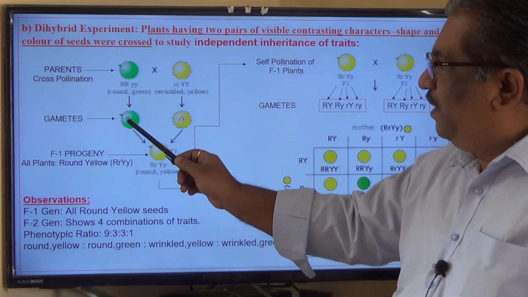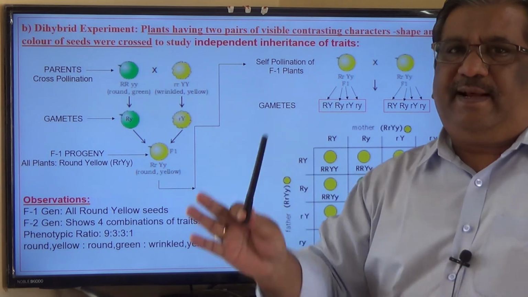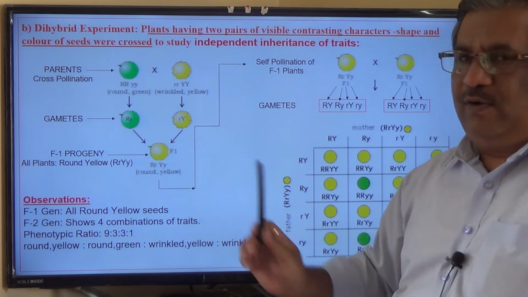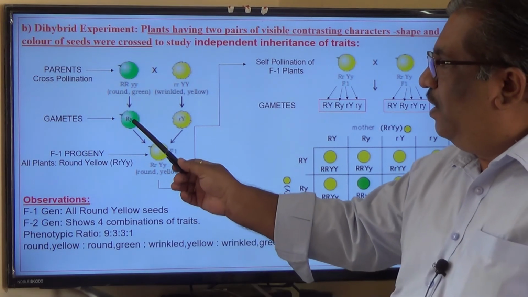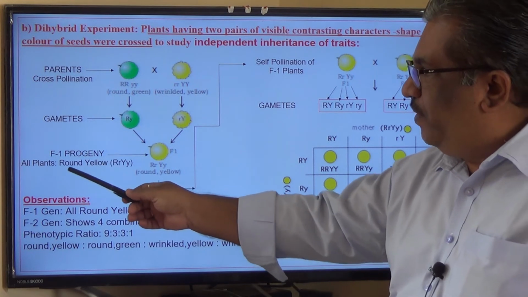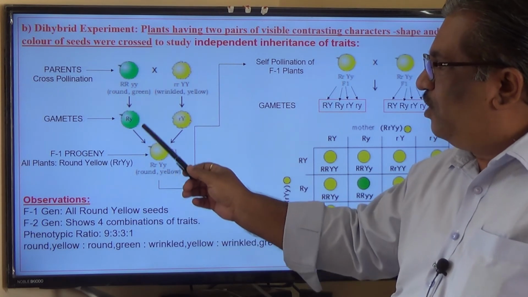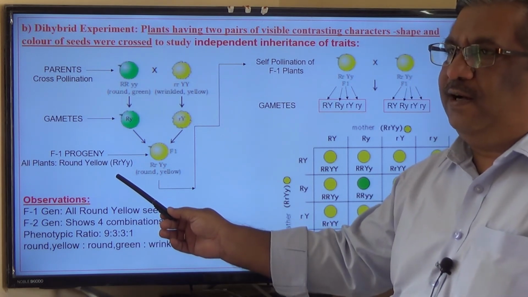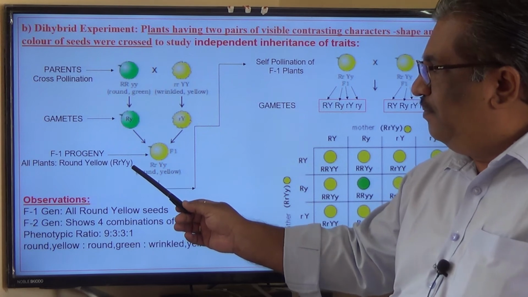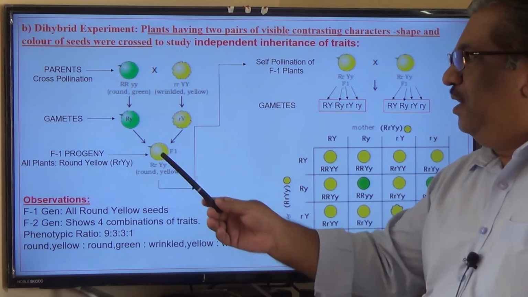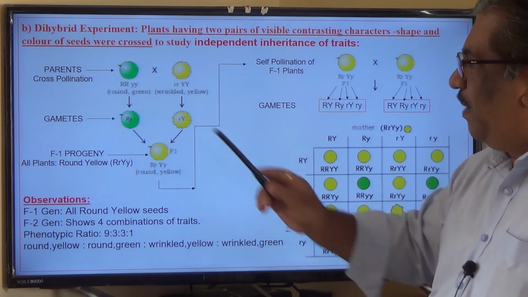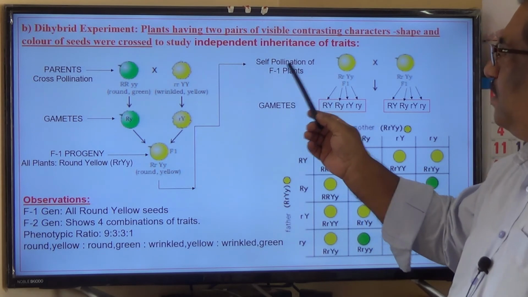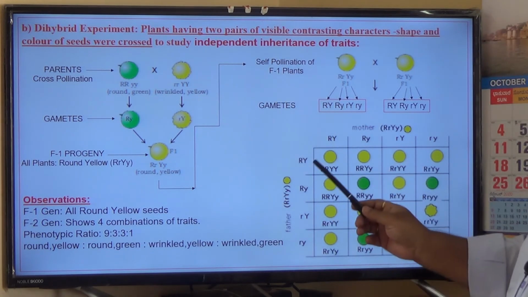If you combine these together, we get capital R, small y, capital Y. Only capital R and capital Y is enough to make the plant with round seeds and yellow seeds, and therefore in the F1 progeny we obtain all the plants with round shape and yellow color with a genetic combination capital R, small r, capital Y, small y. Now let us do the cross pollination of these plants. Not cross pollination, self pollination. Here we crossed it. Now let us carry out the self pollination of F1 plants.